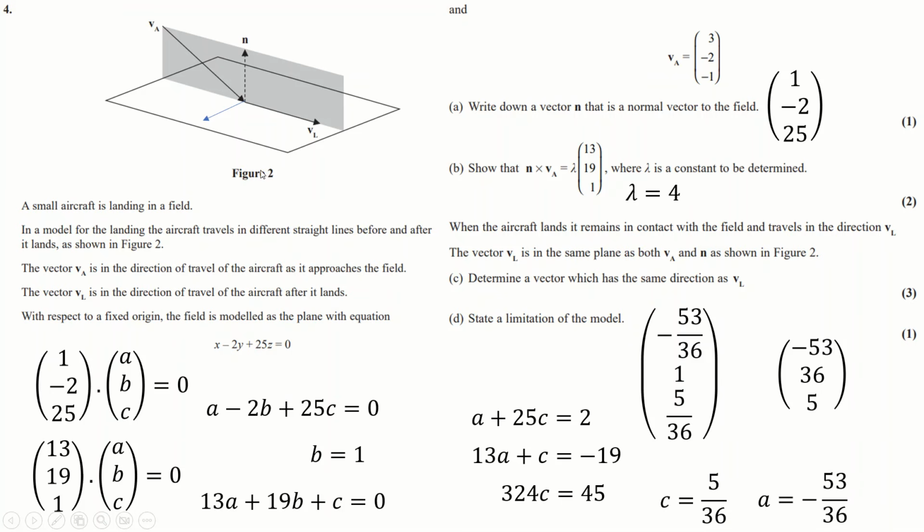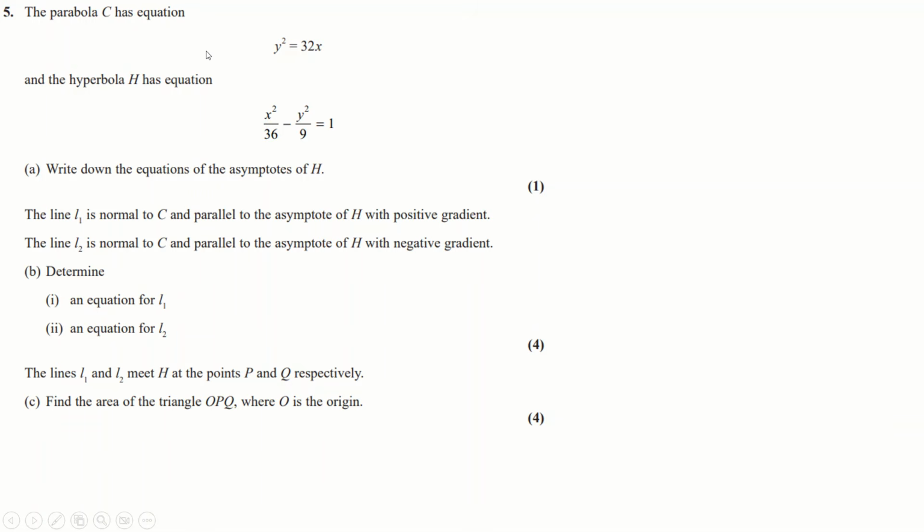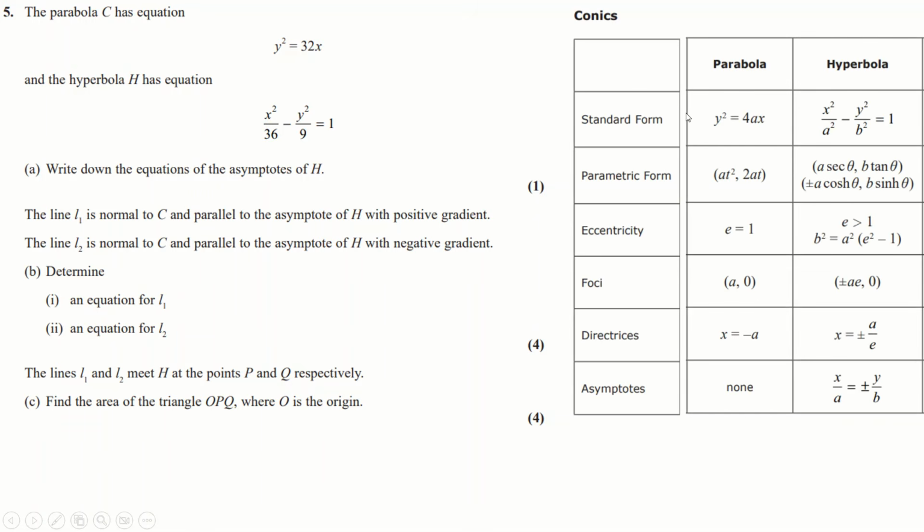State limitation of the model: the plane might not fly in these exact straight lines. Cool. Question number 5, about a parabola and a hyperbola. So we're looking at these two pieces of information, so just have these to hand from this question onwards, just in case something comes up here.